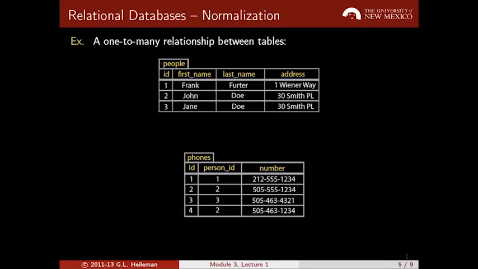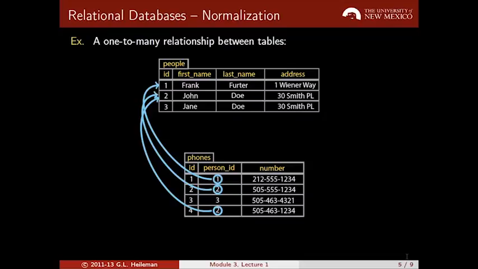And the second attribute in the phone table, notice, is person ID. That's the foreign key in this table, and this foreign key points to the primary key in the people table. So here we have the first person is Frank Furter, and he's linked to that particular phone in the phone table. John Doe, there's one of his phones, and here's his other phone. They both point to the same record in the people table.